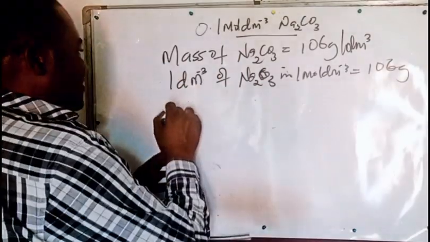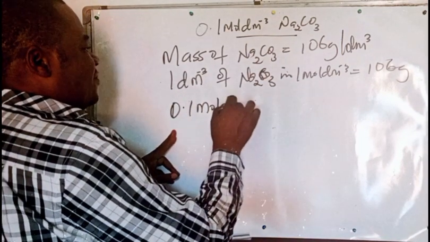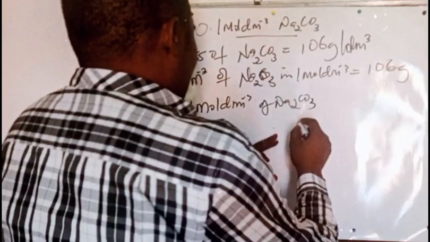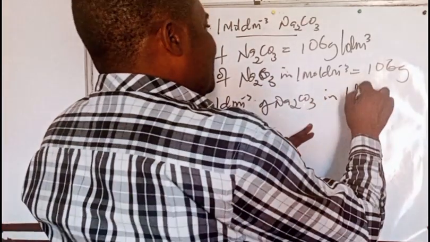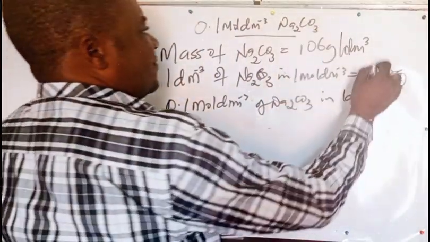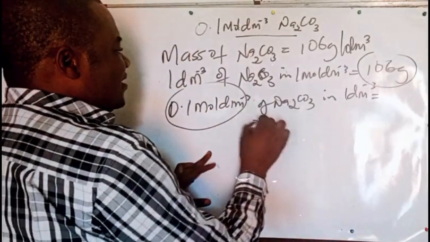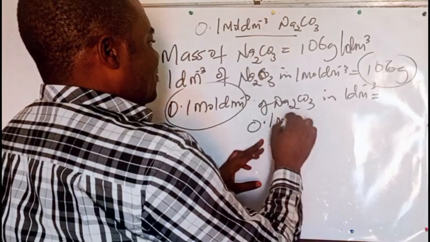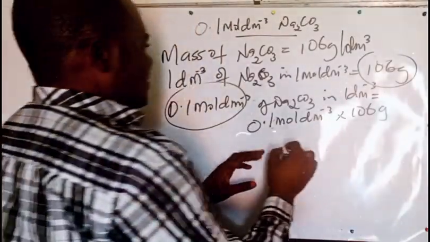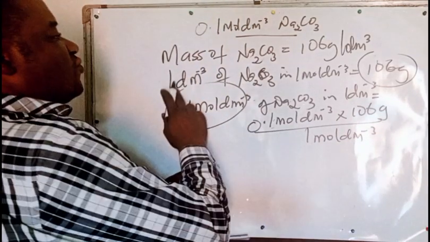Therefore, we will say 0.1 mole per dm³ of sodium carbonate, of course, in 1 dm³ will give us what? It will give us this. We're going to consider this and this. So we have 0.1 mole per dm³ of sodium carbonate times 106 grams all over what? 1 mole per dm³. Of course, the 1 mole per dm³ is with respect to what?